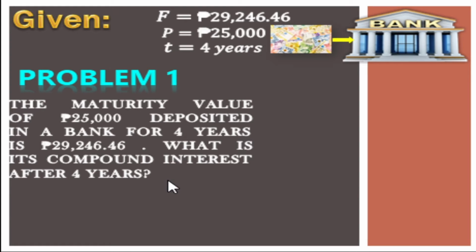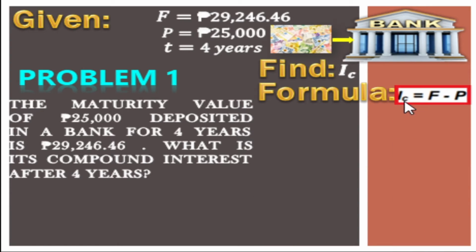What is asked in the problem? What is its compound interest after 4 years? That is the statement. So, we need to solve for the compound interest or just I sub c. Here, we will use the formula I sub c is simply the future value or the maturity value minus the principal amount or the present value.